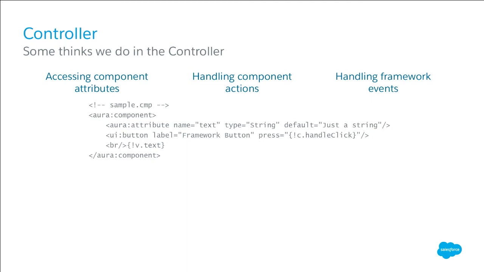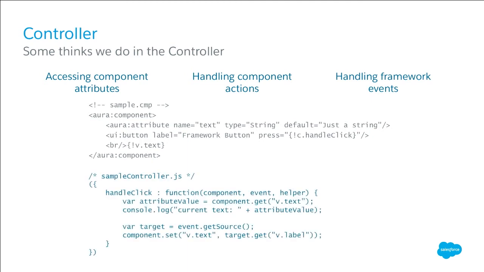So this function goes into the controller like this. Handle click takes in the component, event, and the helper as inputs, parameters.